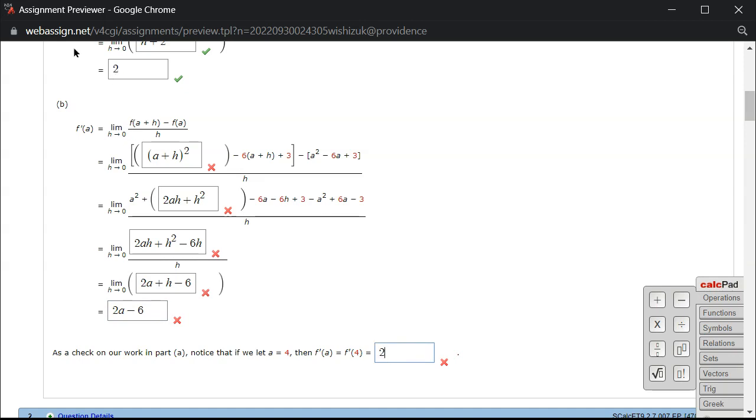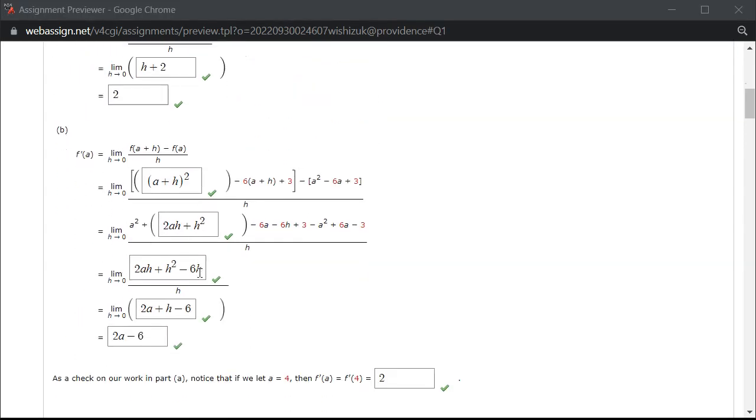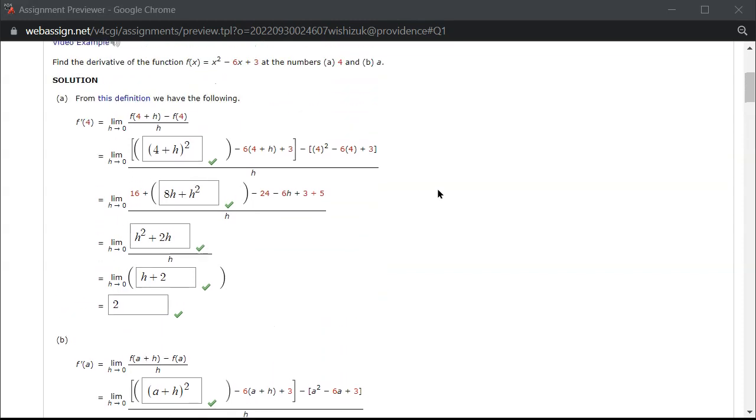All right, let's check the answer. It came back and looks like we got part B correctly as well. All right, that's it. I hope that this was clear.